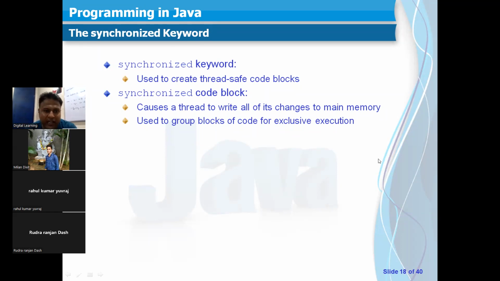In two ways you can define synchronized code. You can make your program synchronized either by defining the synchronized keyword on a method, or you can create a separate synchronized code block. In these two ways you can implement it.